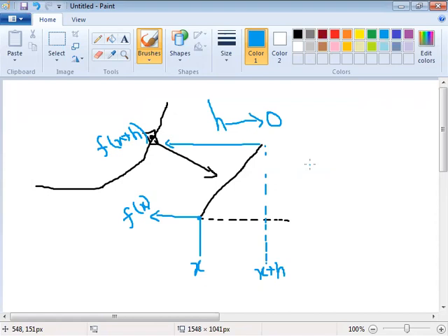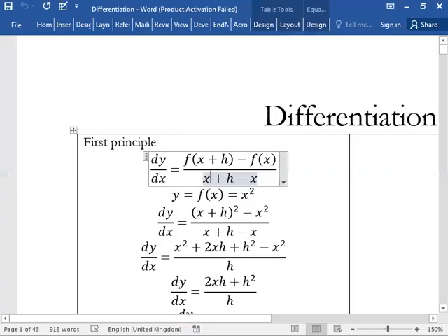No one will ask you the first principle in A levels. Let's be sure. It's just one-time conceptual development. Okay. Now let's take an example. For example, I take the very basic quadratic function x square. How will I differentiate it?